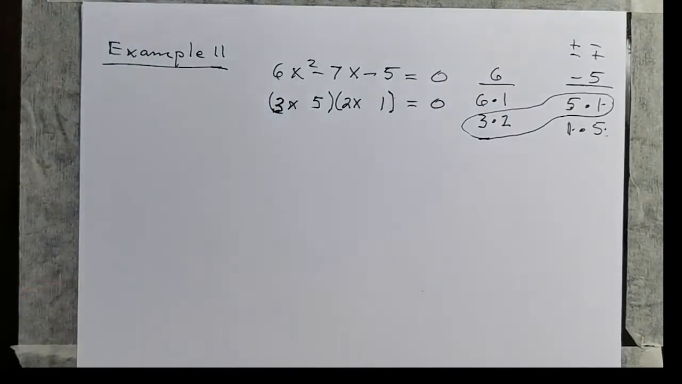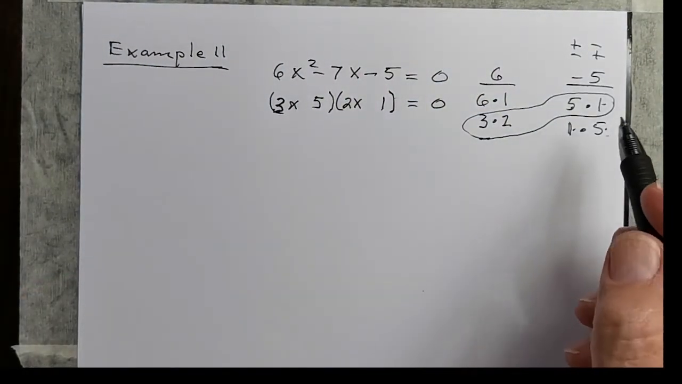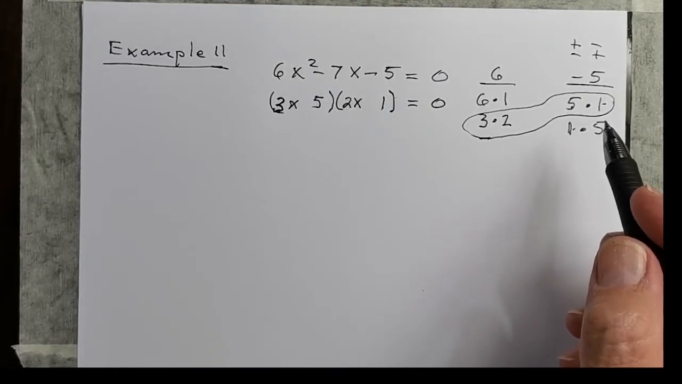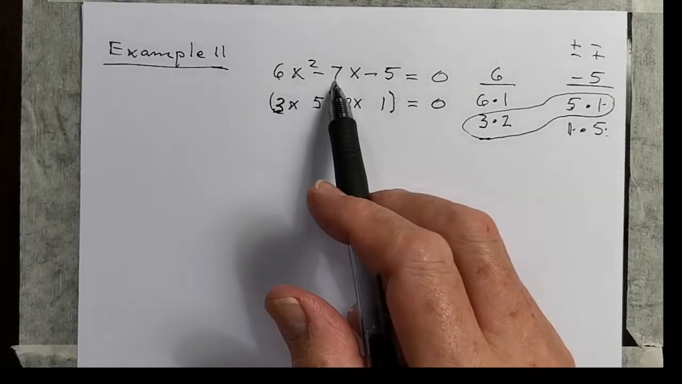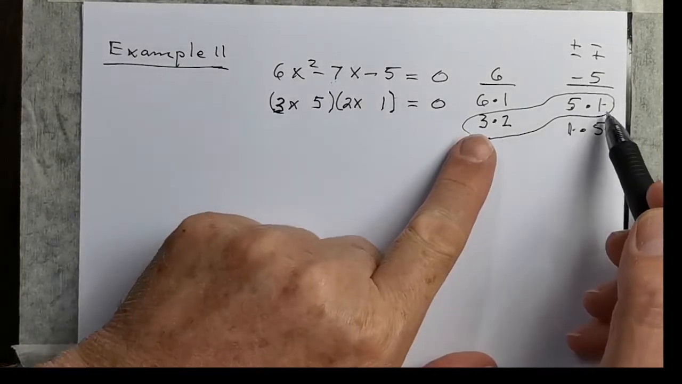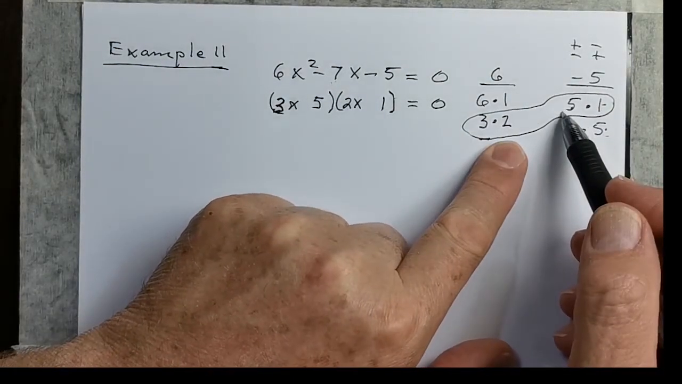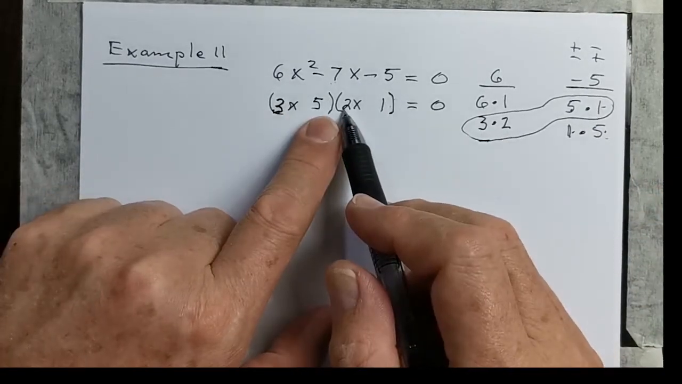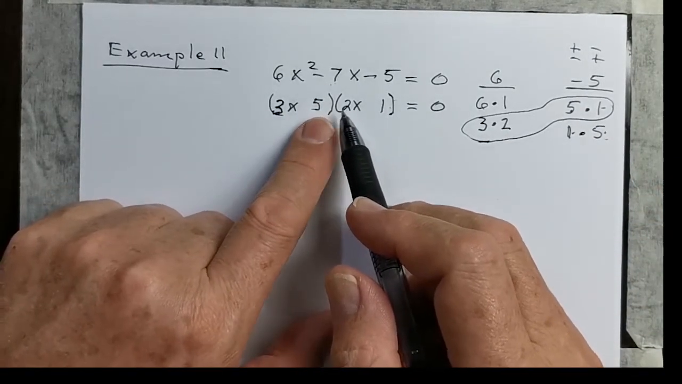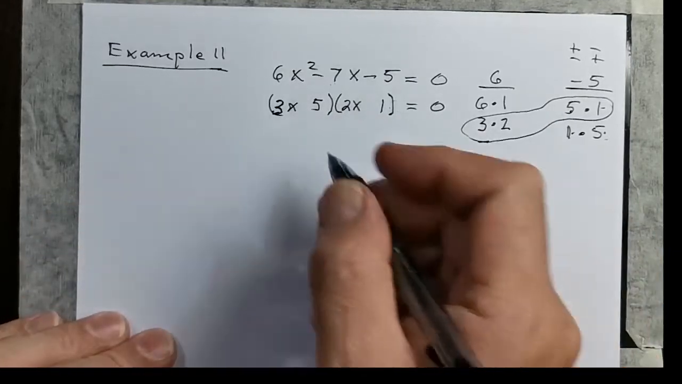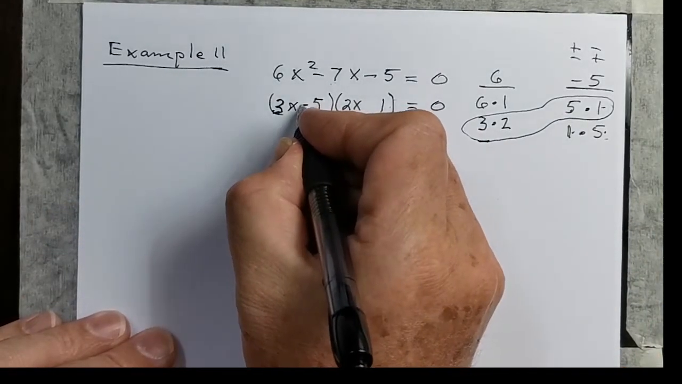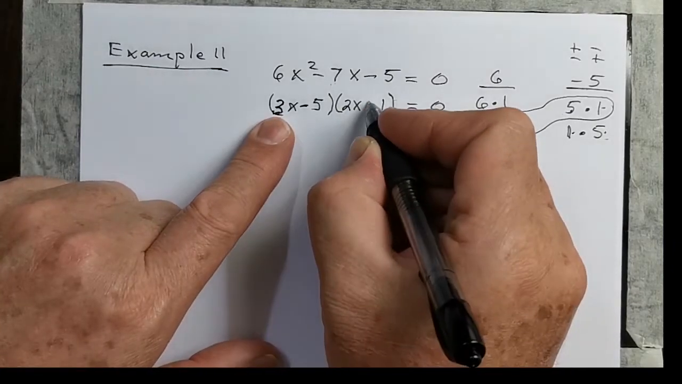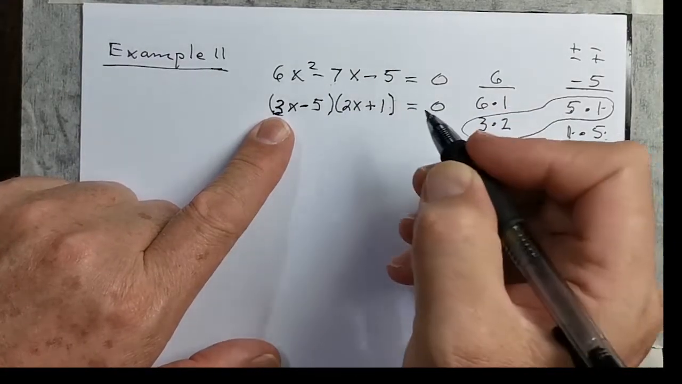And then you ask yourself, okay, which should take the negative sign? The larger of the two, because the center term is negative. So we look at 3 times 1 and 2 times 5. Which is bigger? 2 times 5 is bigger. It must have the minus sign. So we make this negative 5 times 2x. And this would be 3x times 1, so I put a plus here.